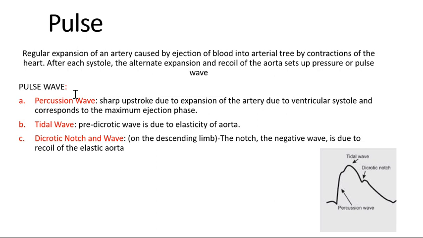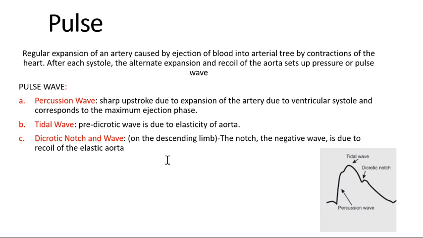Pulse waveform: you can be asked what the different waveforms of pulse are, as shown in the image. So percussion wave, tidal wave and dicrotic notch or dicrotic wave, you can be asked this. The percussion wave is the sharp upstroke due to expansion of the artery. This one is the percussion wave, because of the systole or the ejection phase. Then there is the tidal wave. As you can see, this is the pre-dicrotic wave due to elasticity of the aorta as the aorta expands during systole.